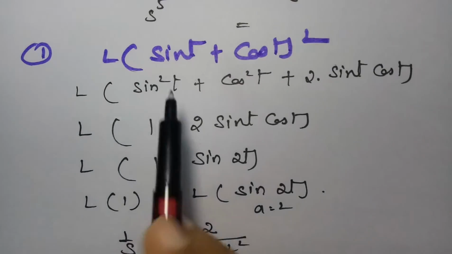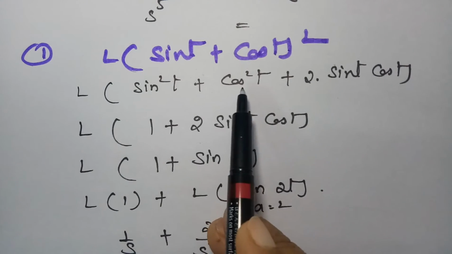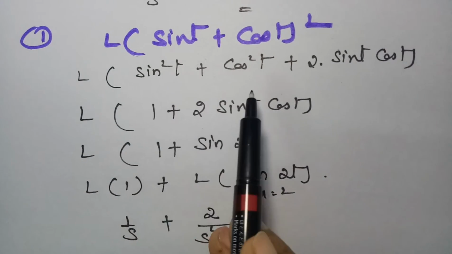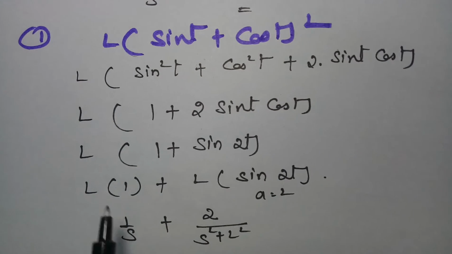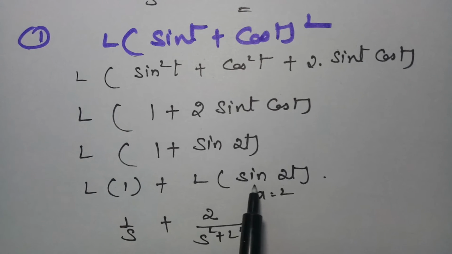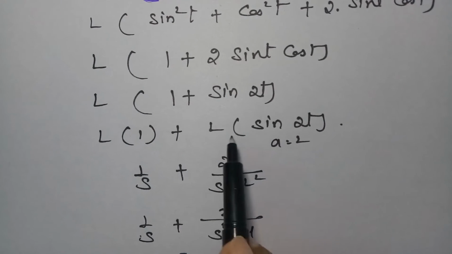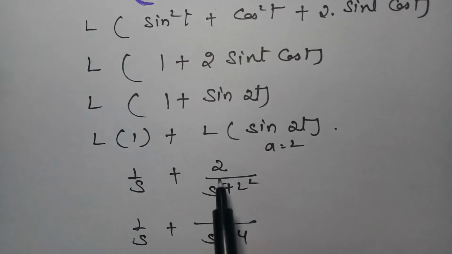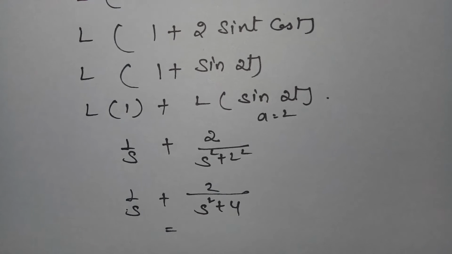If you see once again, sin t plus cos t whole square is of the form a plus b whole square, then a square plus b square plus 2 into a into b. So sin square t plus cos square t is 1, and 2 sin t cos t is equal to sin 2t. So we have to split the Laplace transform to each and every term, that is Laplace transformation of 1 plus Laplace transformation of sin 2t. Laplace transformation of 1 is nothing but 1 by s, plus the Laplace transformation of sin at is a by s square plus a square, that is 2 by s square plus 2 square, that is 2 by s square plus 4 is the answer.